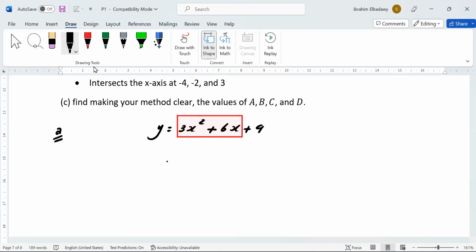Okay, here you have to take 3 as a common factor. Completing the square has a condition, which is that x squared must have a coefficient equal to 1. Here you have a coefficient equal to 3. It's wrong. You have to take 3 as a common factor. So you have x squared plus 2x like that, plus 9.